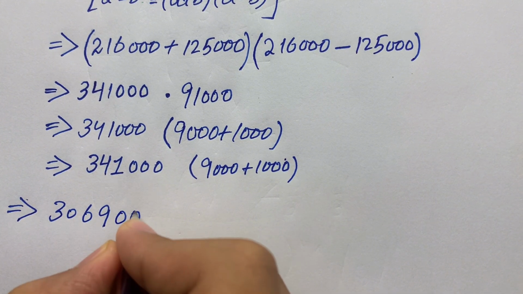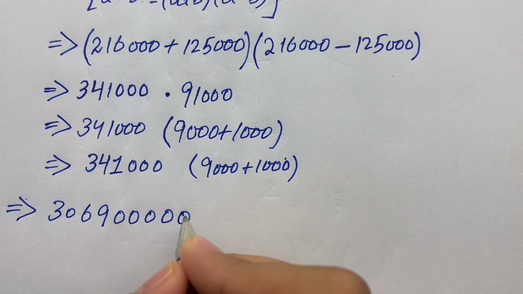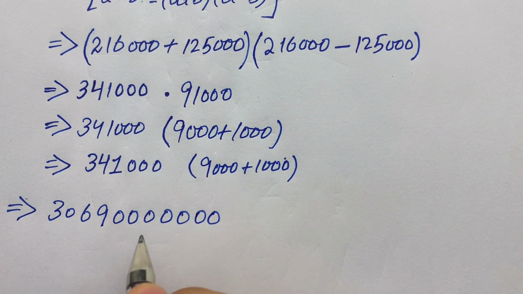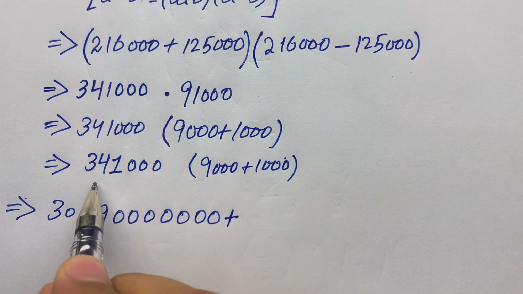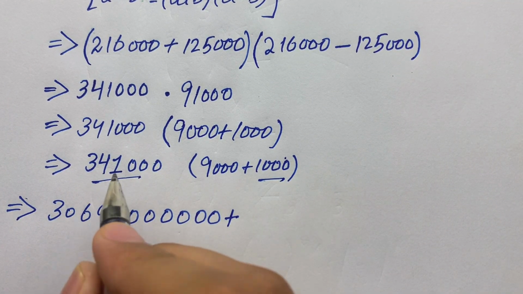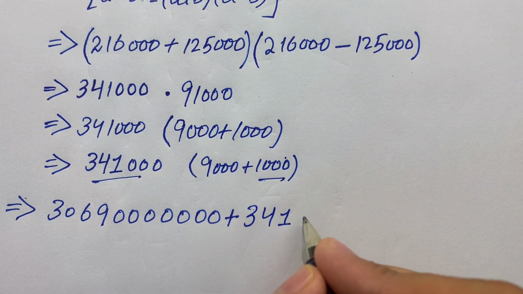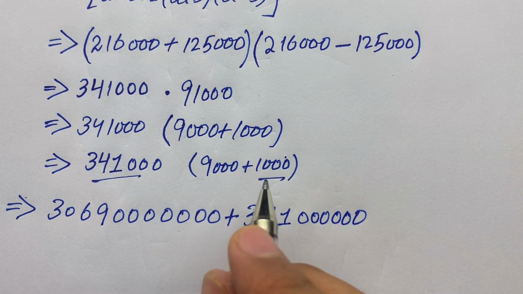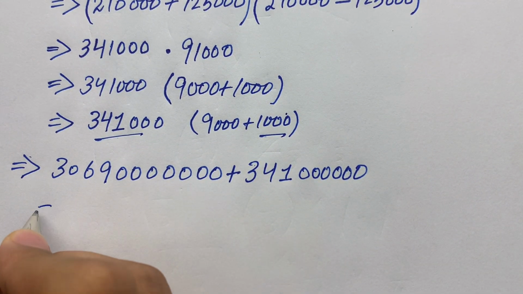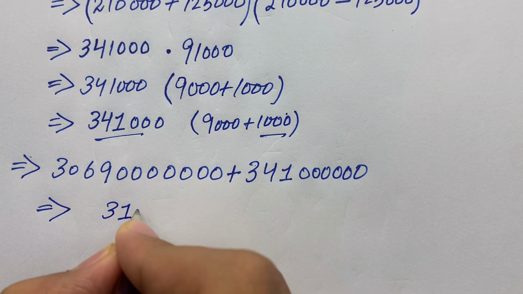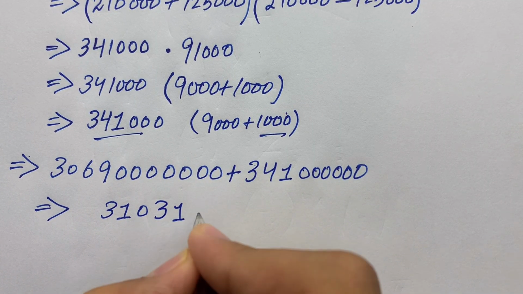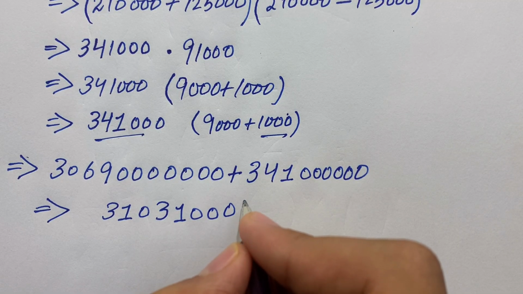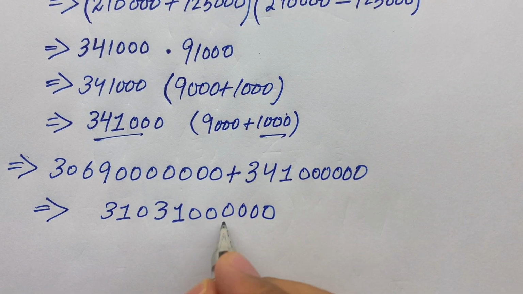After multiplying, we get the value, multiplying digit by digit, and after adding these, our final value is obtained. After calculation, we get this value.